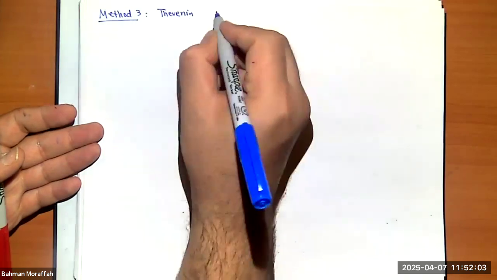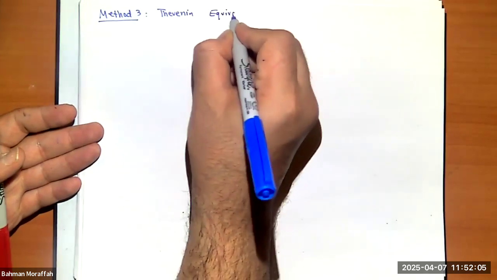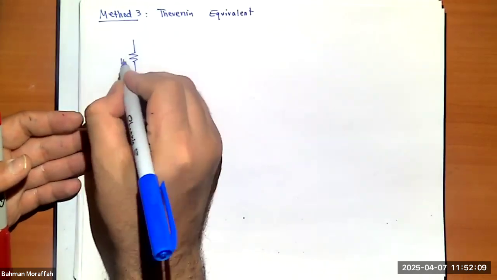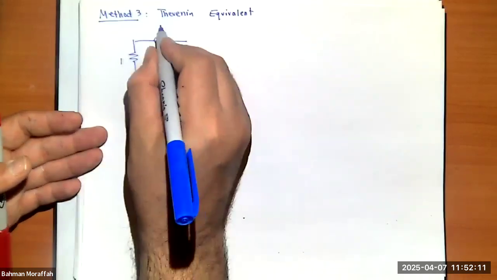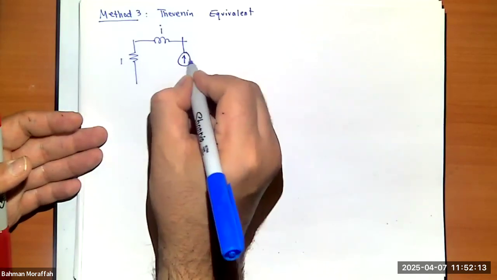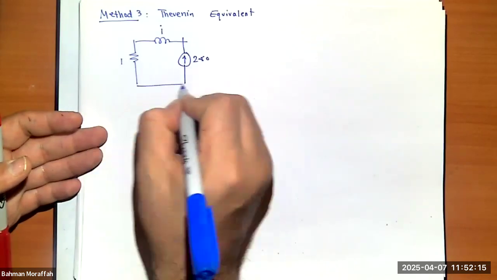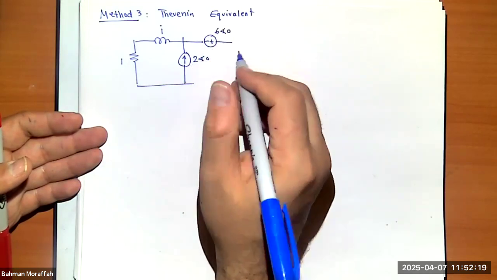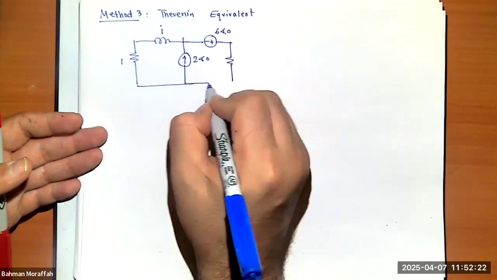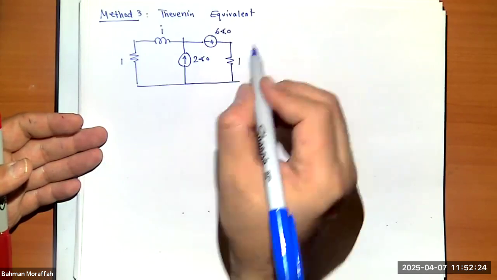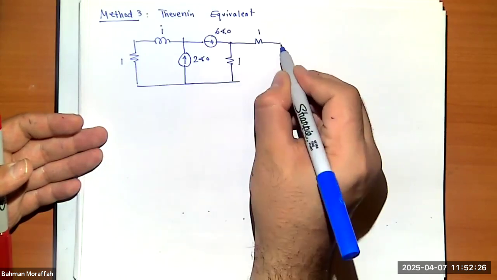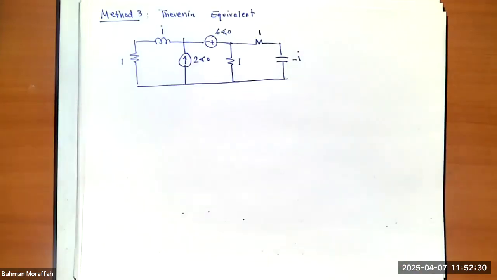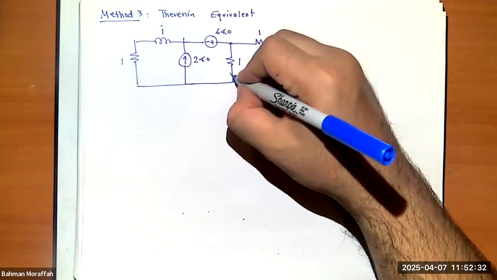Thevenin equivalent. So this is my circuit. Negative, positive, 6, and 0. This is 1. This is another 1. And this is negative 5. Right? And the question is, what is this I naught?